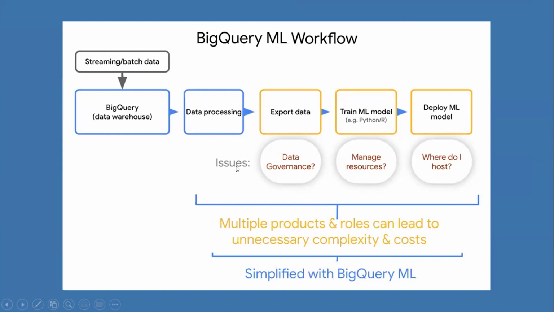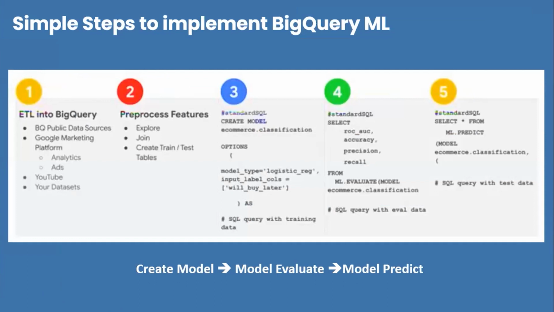This is the existing flow, and the same pattern we are going to implement using BigQuery ML, right? So here is the core crux: how exactly we do BigQuery ML. ETL, that is extraction, transformation, and loading into BigQuery. So a public data source will be made available in our BigQuery environment.